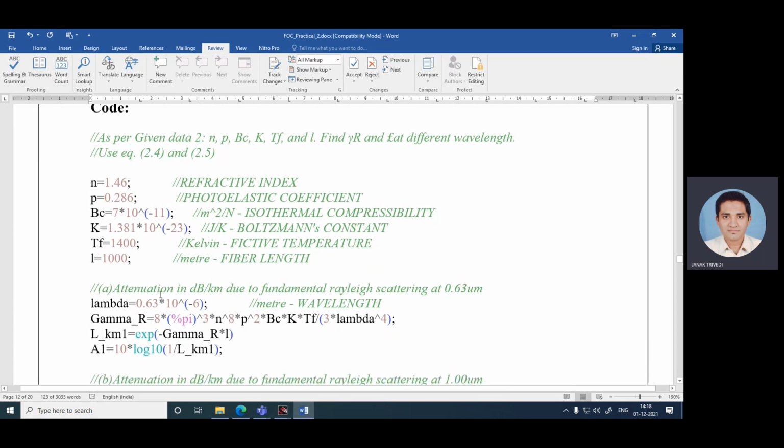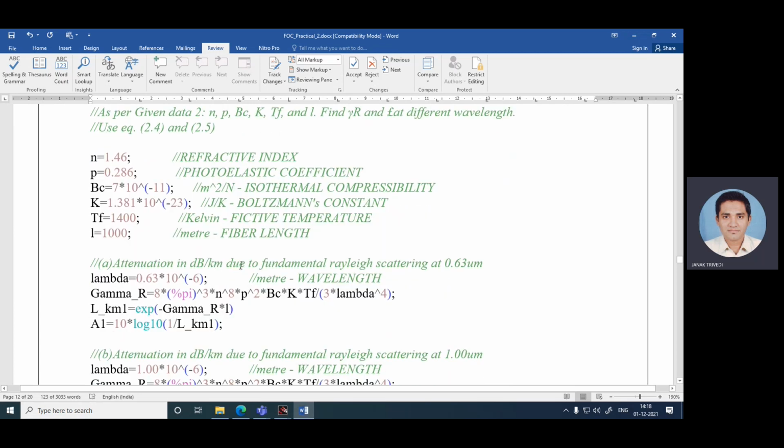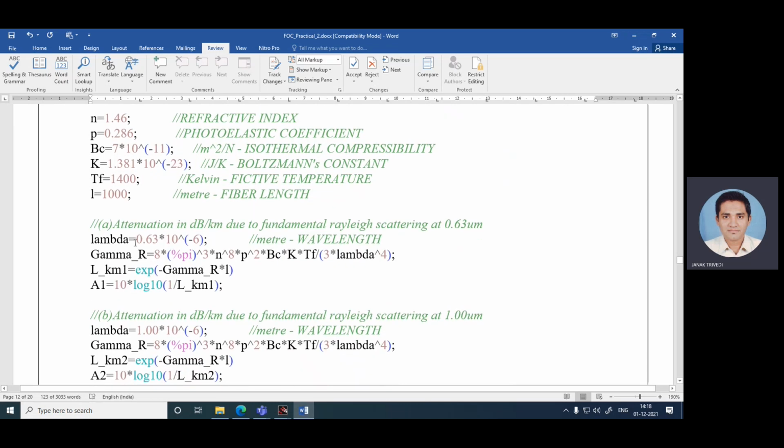First option: attenuation in dB per kilometer due to fundamental wave scattering at 0.63 micrometer. So lambda is equal to 0.63 × 10^-6, that is the wavelength in meters. Then use the equation gamma R is equal to 8 pi cubed n raised to 8 p squared beta c KTF divided by 3 lambda raised to 4. And for L in kilometer, exponential of minus gamma R into L. And A1 is equal to 10 log 10 of 1 upon L in kilometer.